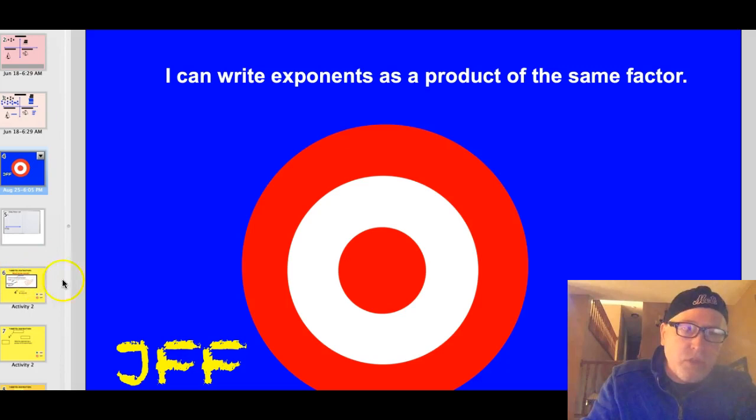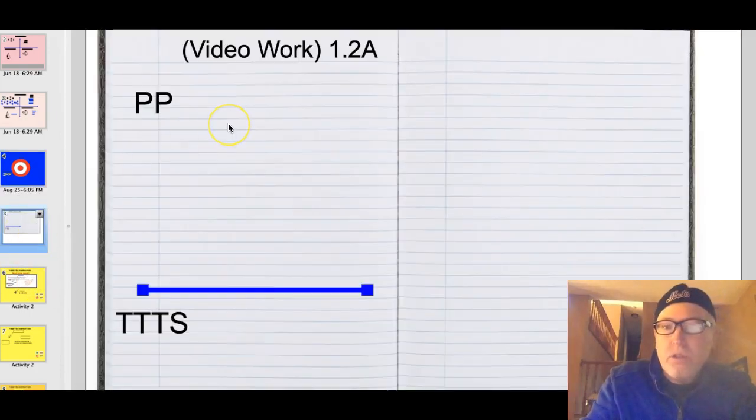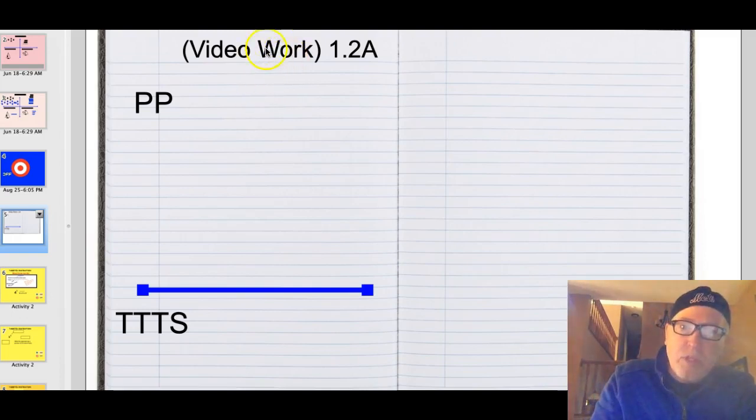Before we do that, let's take a look at what your notebook should look like when you are working through there. Up at the top, please put video work, or minimally put 1.2a. Put PP over on the side of your margin. This is where your pause problems go, that's what PP stands for. And then down about the bottom third, just put a line and put TTTS. That's where your ticket to the show is going to be. I need your video ticket to look like this so that when I correct 165, 175 of these, everything's in the same place. So when you upload it, this is the form I should be looking at.